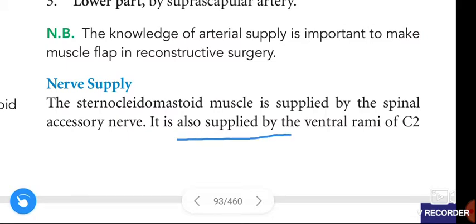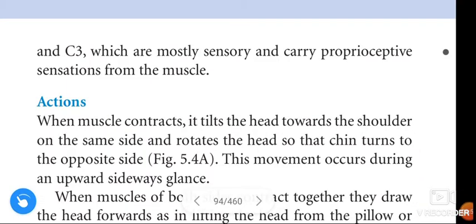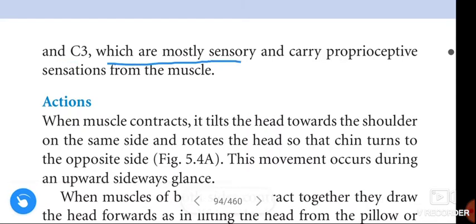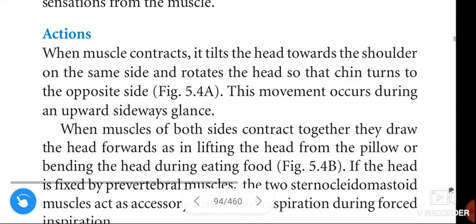It is also supplied by the ventral rami of C2 and C3, which are mostly sensory and carry the proprioceptive sensation from the muscle. Next, coming to the actions of the sternocleidomastoid.